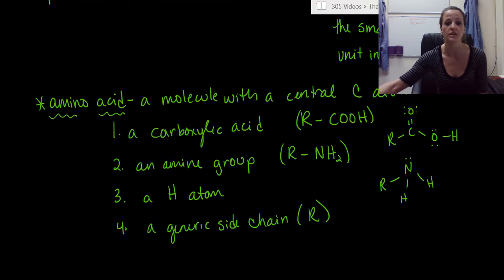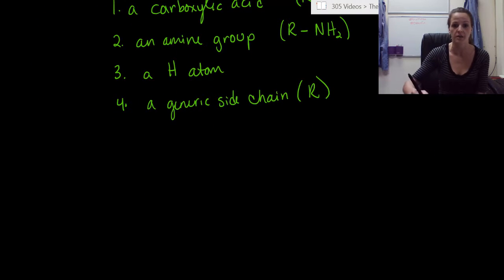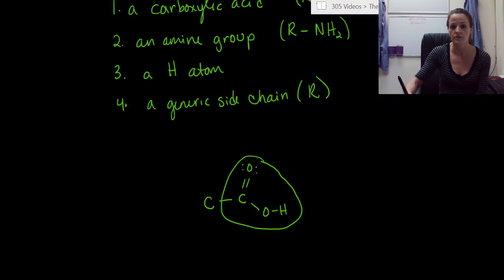Okay, so let's put this all together and draw out a very generic amino acid. We said we have a central carbon atom. Then it has to be attached to a carboxylic acid. That's number one. So here's your carbon, attached to your oxygen, which is attached to your alcohol. So this right here is group 1, your carboxylic acid. Now back to your central atom, it has to be attached to an amine group, that's number 2. So here's your nitrogen with your 2 hydrogens on it. Right there, that's group 2.